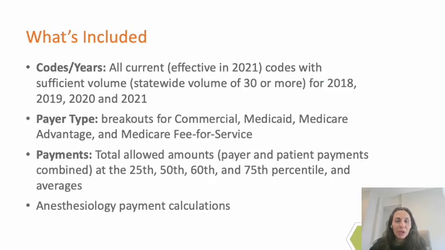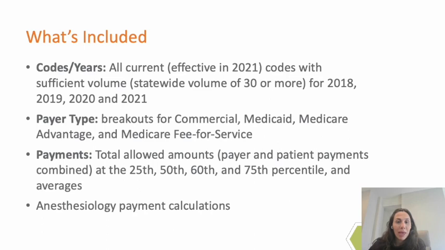So let's dive deeper into what is included in the tool. The legislation outlines a couple of key things for the tool to show. One is codes and years. So the tool has all current codes with sufficient volume, so that looks like 30 or more claims statewide, from 2018 all the way to 2021. We also show the codes via payer type, so breakouts for commercial, Medicare, Medicaid, Medicare fee-for-service.